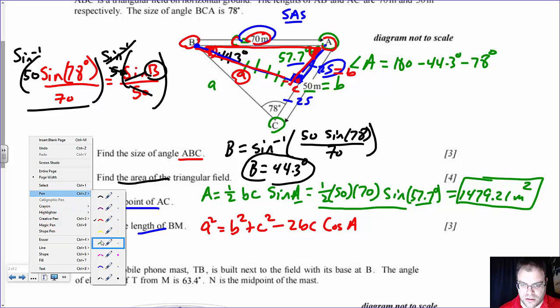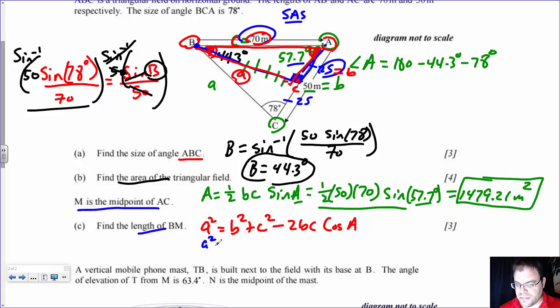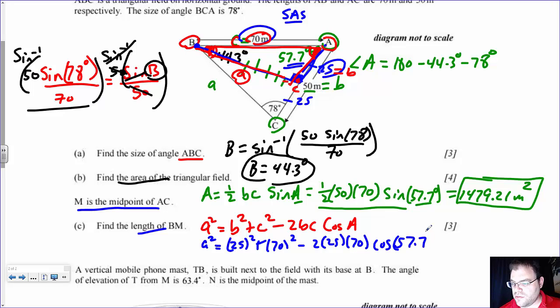So let's use blue. I'm going to say a squared is equal to b squared, and remember, b for me is going to be this 25 right here, squared. c, I told you, is 70. And then minus 2 times 25 times 70 times the cosine of the angle A that we know, which is 57.7. So we're going to use all this to get a squared. Once I find that, I'll take the square root, and I'll actually get this unknown value that I want for the answer. All right, so we have 25 and 70 to worry about.